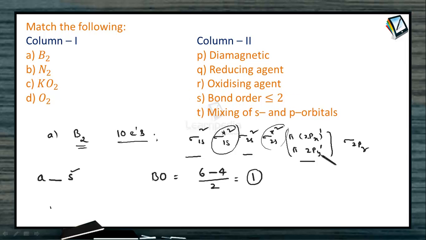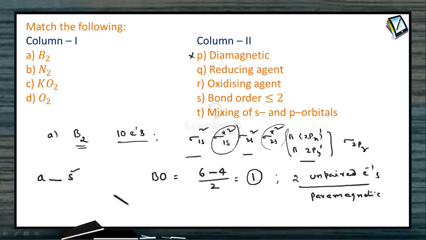And is it diamagnetic, P? Here there are 2 unpaired electrons. Because of the presence of unpaired electrons, it is paramagnetic but not diamagnetic. Therefore P is not the answer for it.